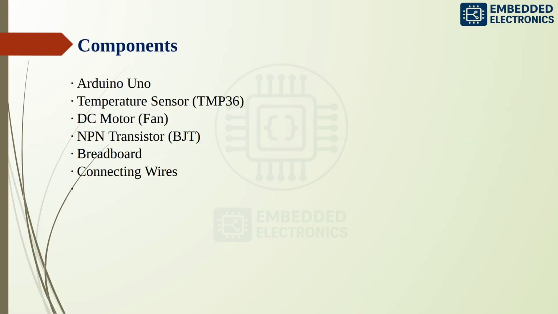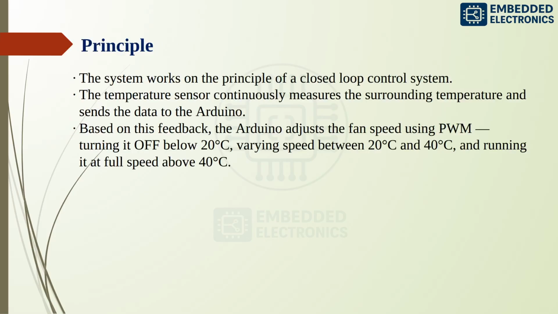The required components are Arduino Uno, temperature sensor, DC motor, NPN transistor, breadboard and connecting wires. The system works on the principle of a closed loop control system. The closed loop control system is one in which the output is continuously monitored and fed back to the controller so that the system can automatically adjust its operation.